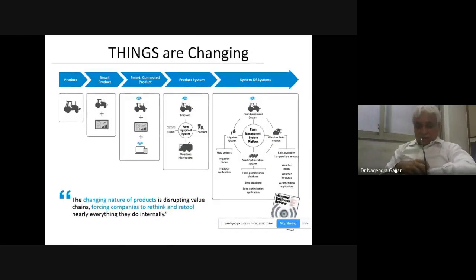So let's look at how things are evolving or changing. As I said, this is all presentation slides, and the points I have taken from IBM and PUC. So thanks to them. Earlier we had a product only. Suppose this is a tractor. We have introduced a smart product. So within the tractor, I have introduced, say, a way to measure how much diesel is being consumed.